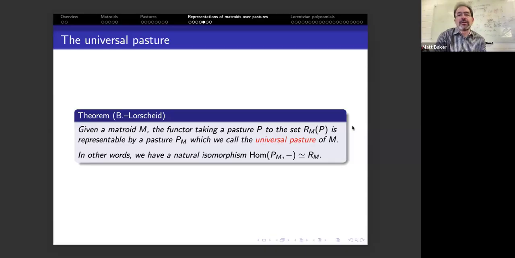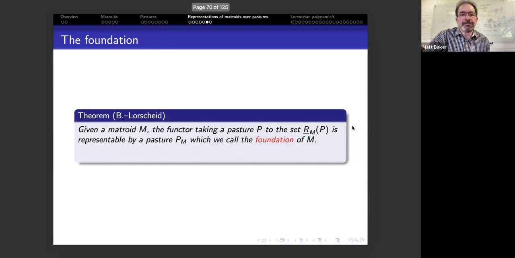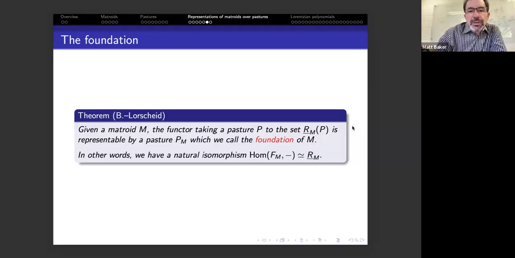In fact, it's been implemented in Macaulay 2. You can just ask a computer what PM is, and then you can calculate homomorphism. So in principle, this is an algorithm to determine representability of matroids. Of course, the catch is that these things get really complicated quite quickly, and so the computations become somewhat intractable, but that's life. There's also the foundation of M, which represents the rescaling class functor, and it's a little bit simpler to compute and work with.